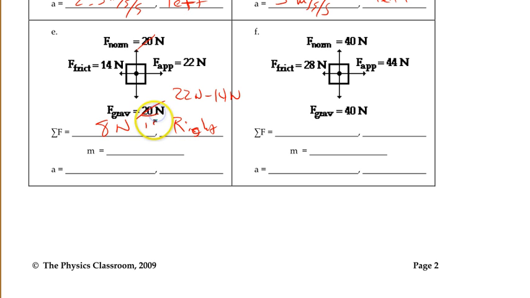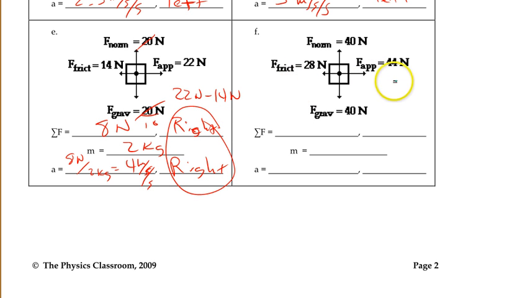The mass again will be 20 divided by 10, which is 2 kilograms. The acceleration will be the net force, 8 newtons, divided by 2 kilograms, and that's 4 meters per second squared. So we'll speed up at the rate of 4 meters per second for every second that we move. And again, the directions must match.